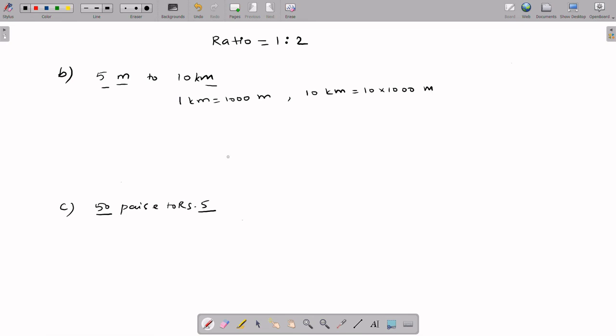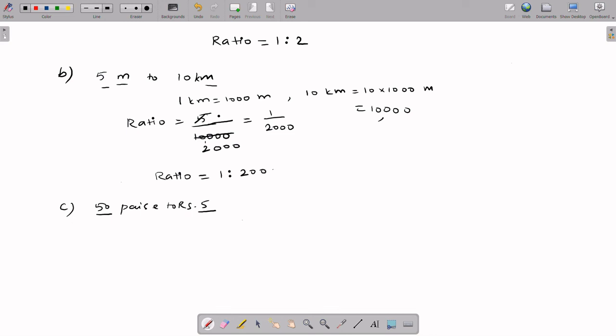Okay, so we have to find the ratio of these two. First occurs 5, so 5 meter divided by the kilometer converted into meter, that is 10,000 meter. So you have to write 10,000 here. So this will be 1 time and this is 2 times 10 and the remaining 3 zeros. So 1 divided by 2000, our ratio will be equal to 1 is to 2000.